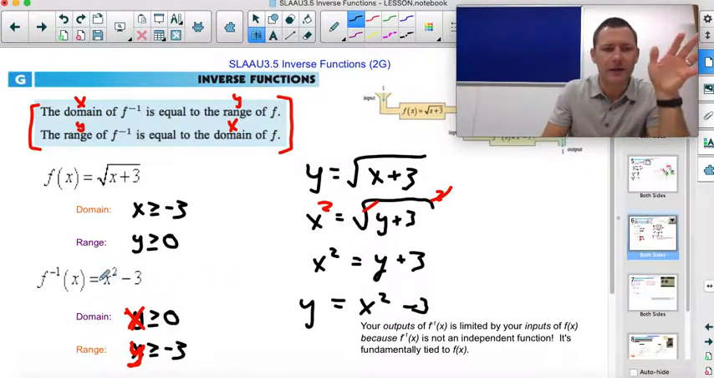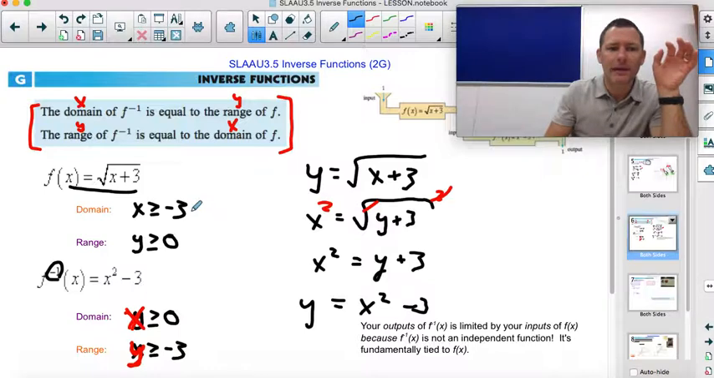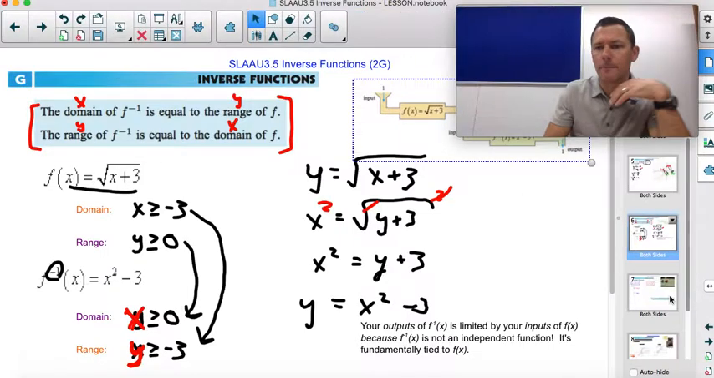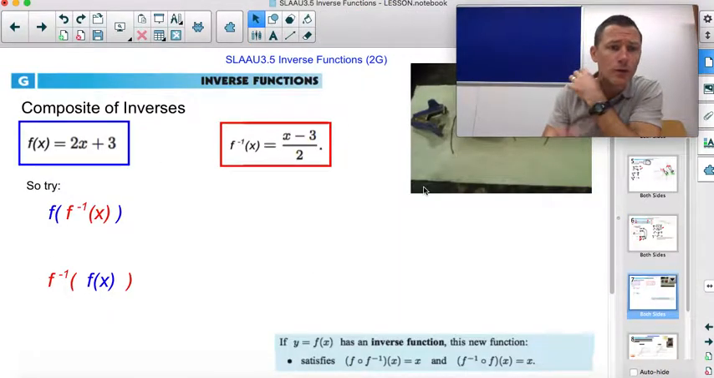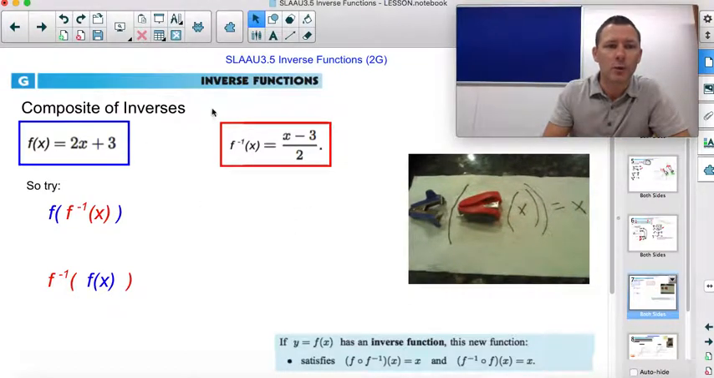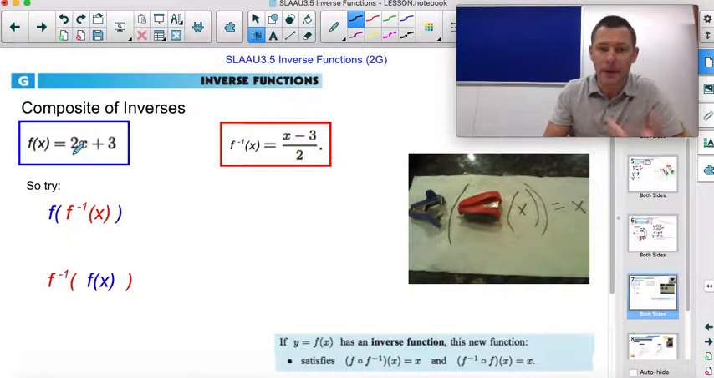But this is not an independent function again. It's inextricably tied to that one. And so the x's become the y values and the y's become the x values. That's what an inverse does, right? Okay. So you can also make composites of these inverse functions, which is kind of interesting and helps clarify what we're seeing.